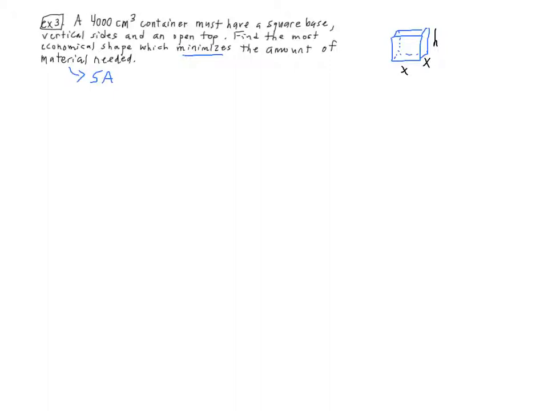Alright, so we're told that we have a 4,000 cubic centimeter container. From that, you have to gather that it's the volume. So the volume is 4,000. Now, we also know that the volume of this shape would be x times x times h, which would be x squared times h. So that means that 4,000 is equal to x squared times h. Okay? Now, we're just going to keep that in mind for now.